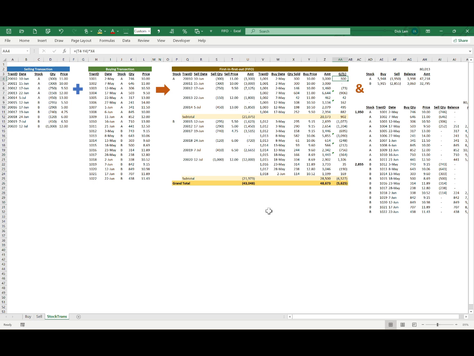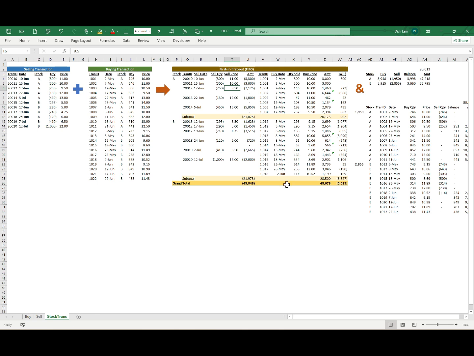And then the second transaction happened on June 15. Almost the same as the previous one, except the price is only $10 per share. As a result, there is no profit or loss. The third transaction is on June 17. The selling quantity is 750. Price is 9.5. This time the buy-in transaction trace list is different.